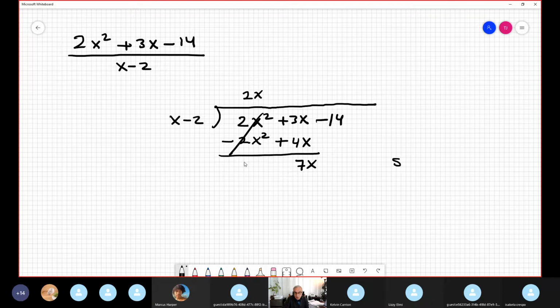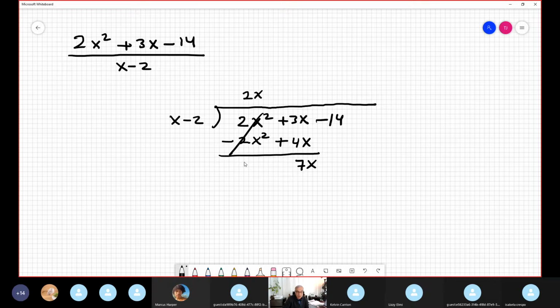Do we stop here or continue? No, you keep going. Why? Because you stop when the degree of this expression is smaller than the degree of the divisor. In this case, the degree of this expression is 1, and the degree of the divisor is also 1. Therefore, we cannot stop. Okay?